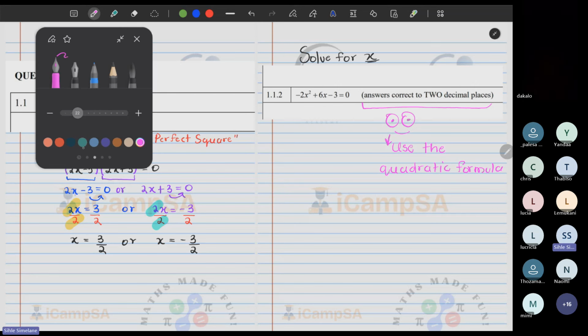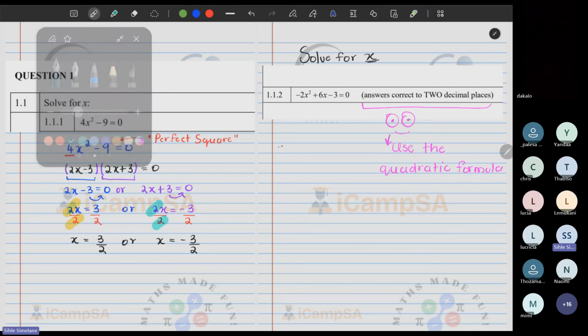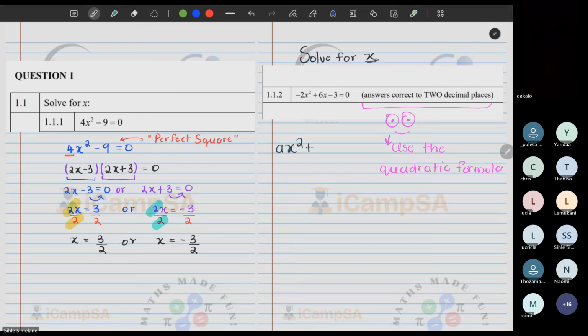Okay. And remember, guys, what the quadratic formula is. If we have ax squared plus bx plus c equaling 0, what the quadratic formula says is you can find x by using negative b plus or minus the square root of b squared minus 4ac divided by 2a. This is what the quadratic formula states.